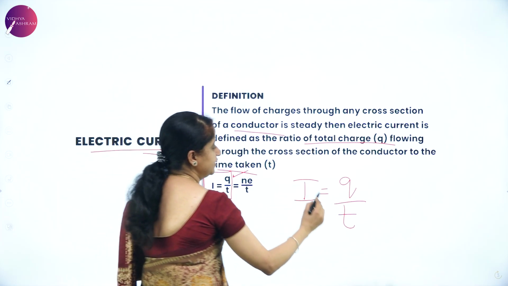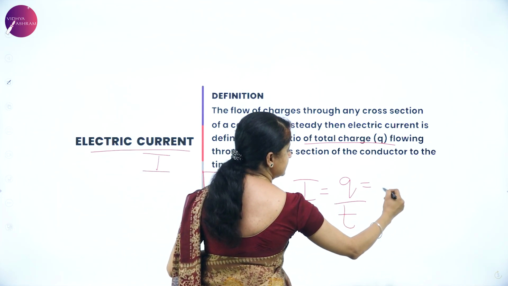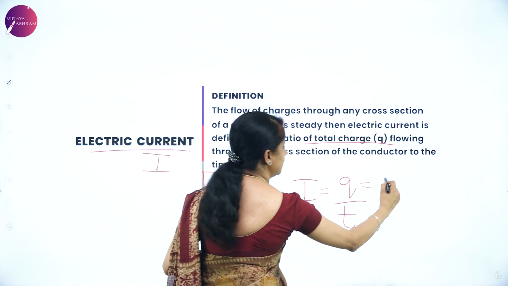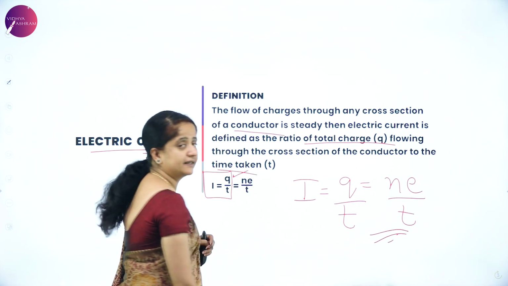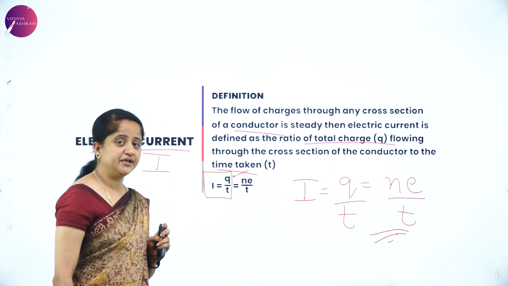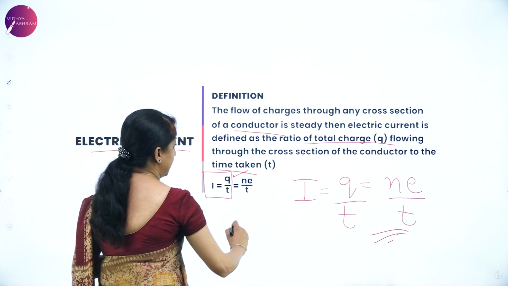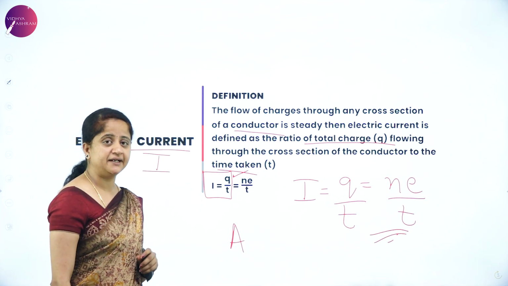So now, according to the quantization rule, we know Q is equal to N into E. So we can substitute NE divided by T, and this is electric current. What is the SI unit of electric current? It is ampere, which is given by capital letter A.